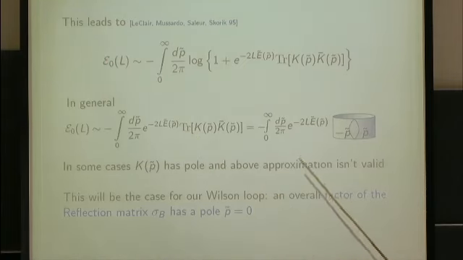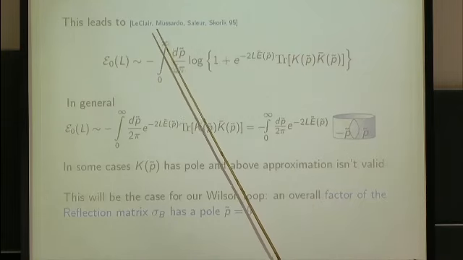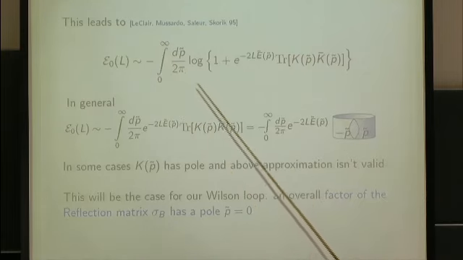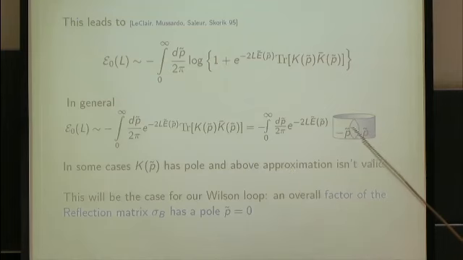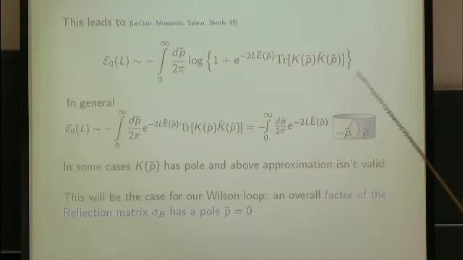But remember, this is not the exact finite L correction. This is just the leading finite size correction, and it's an integral of a logarithm of 1 plus this quantity. And remember, these K are just the analytic continuation of the reflection matrices. So this is very general. This was done in '95 for the generic case.